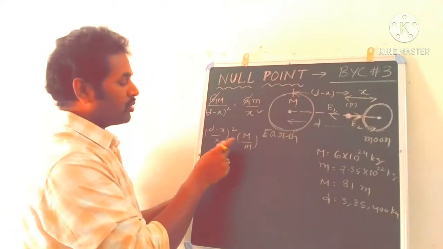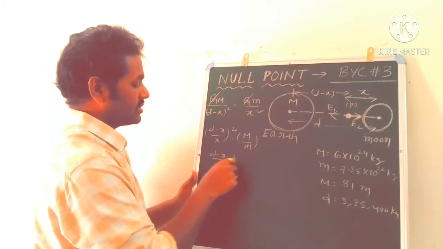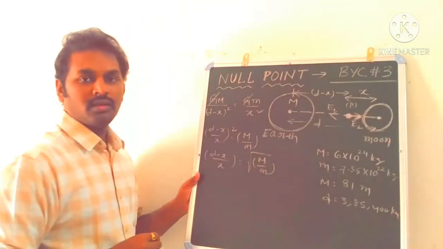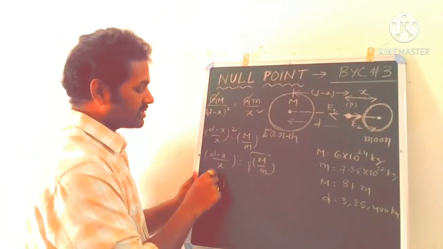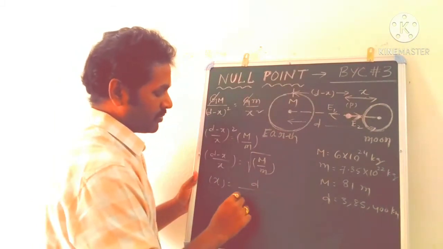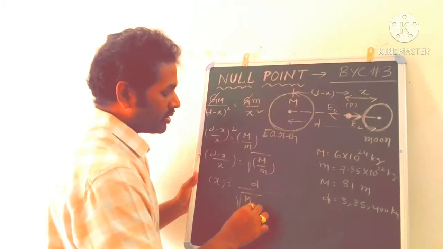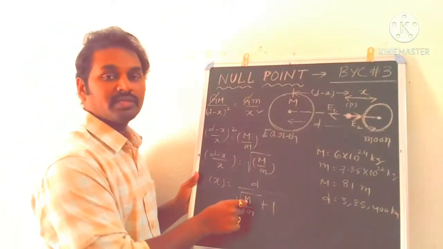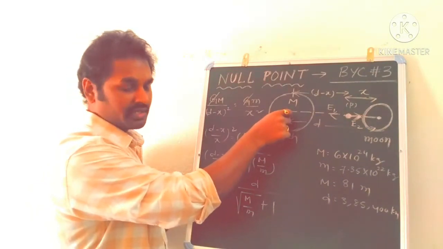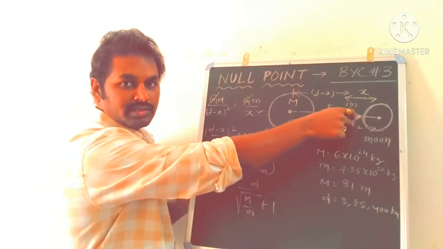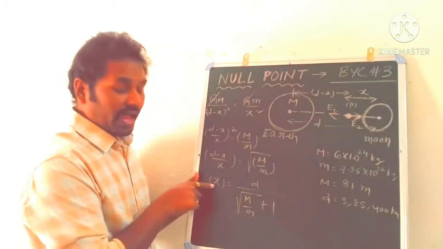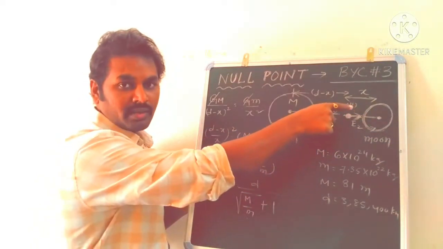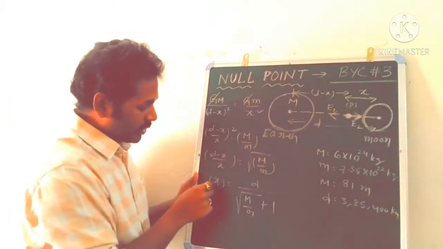Taking square root on both sides, (d minus x) by x is equal to under root capital M divided by small m. Further simplifying, finally you get x is equal to d upon (under root capital M divided by small m, plus 1). Here capital M is the mass of the earth, or the first object, and small m is the mass of the moon, the second object. And x is the distance to the point P from the second mass, the mass of the moon. You can relate these two.